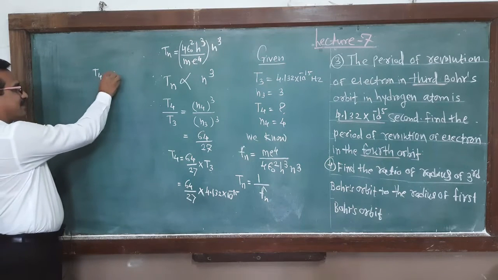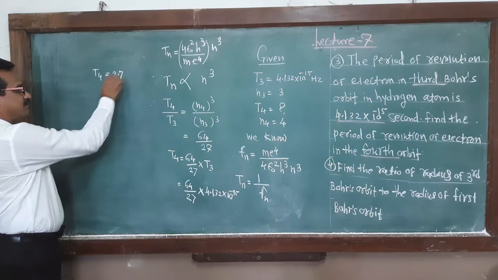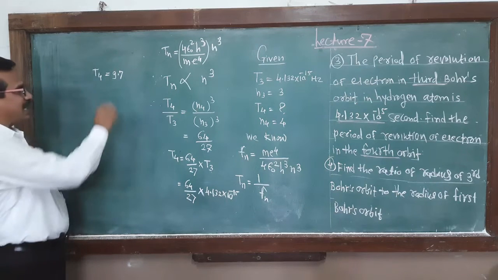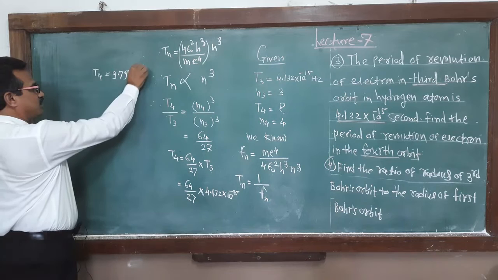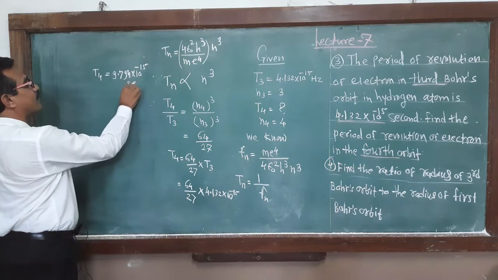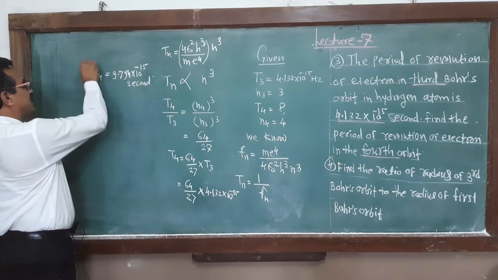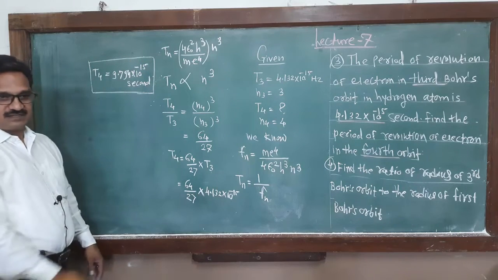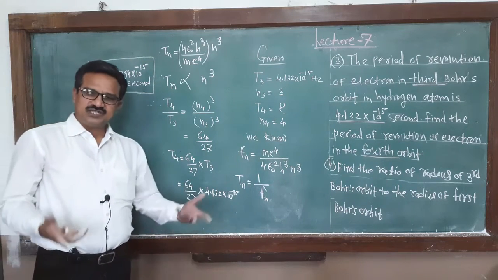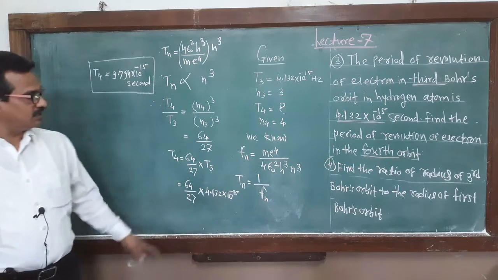And after solving this, the value of T4 must be equal to 9.794 multiplied by 10 raised to minus 15 seconds. This is actually the final answer. Means solve this by using the log table or by using the calculator and we get this answer.